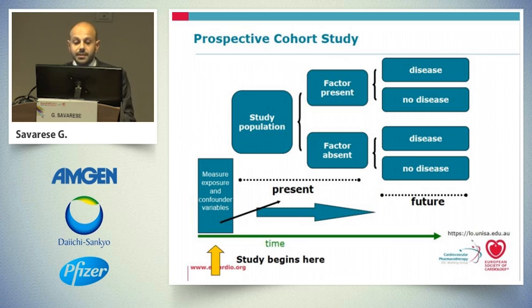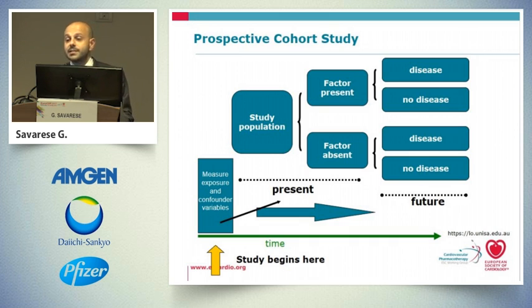A cohort study can have both a prospective or a retrospective design. Let's see the prospective cohort study. If we start the study today, we measure the exposure and the confounder variables. We assess the characteristics of the study population. Then we discriminate among patients having or not a factor or an exposure, however we want to call it.